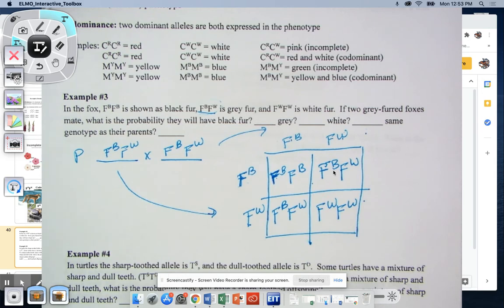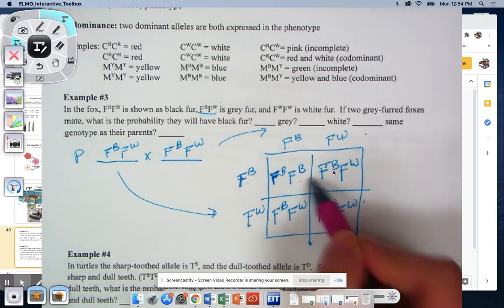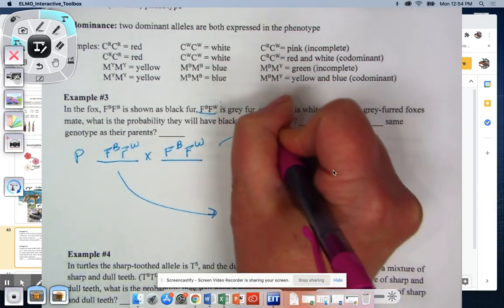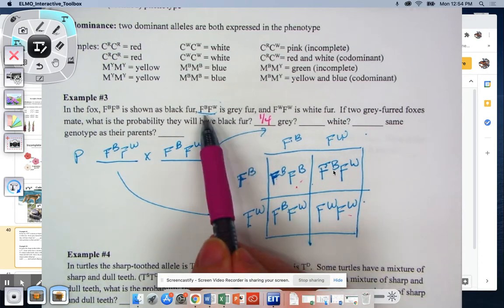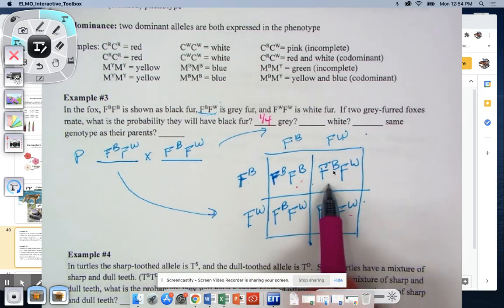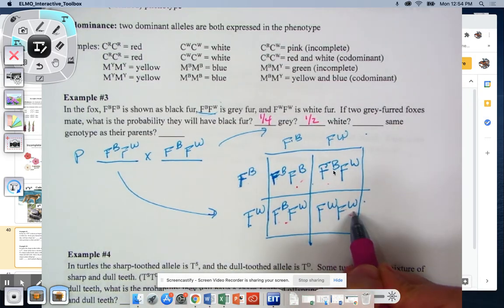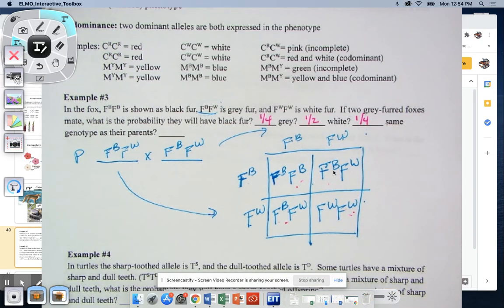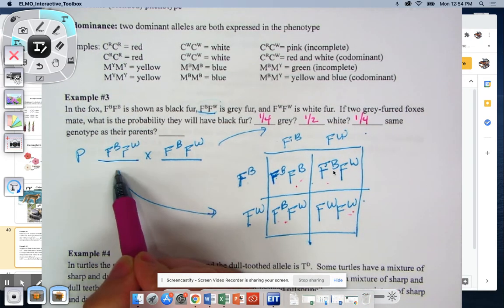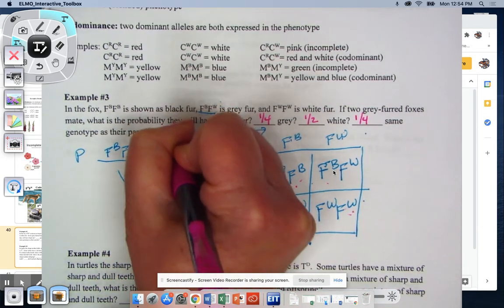Now, going back up, reading the prompts. What is the probability they will have black fur? Well, to have black fur, you need 2 Bs. So 2 Bs, just 1. 1 out of 4. How about gray? Well, to be gray, you need 1 of each. So this one and this one, that's 2 out of 4. 1/2. White, 2 whites, 1 out of 4. Same genotype as the parent. Again, this is the parent. The genotype is FBFW, and that would be this one and this one, 1/2.